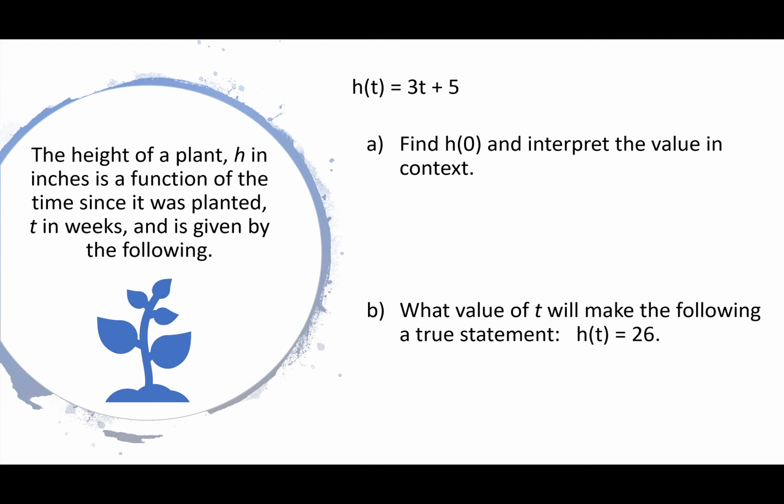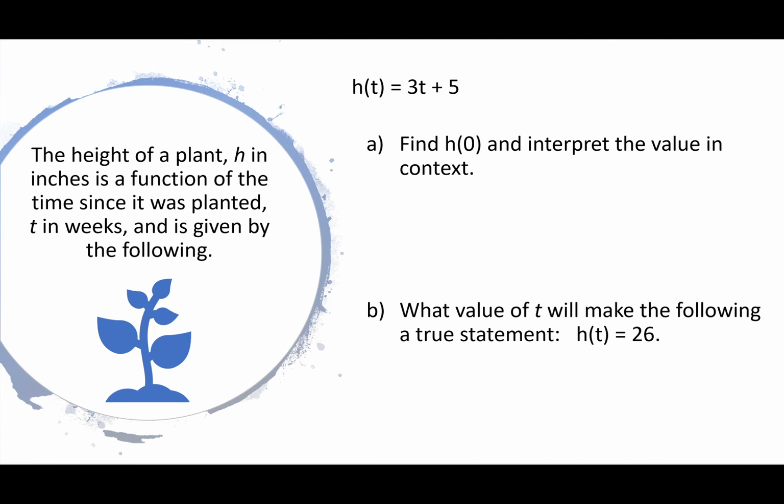For our last example, we're going to take a look at the height of a plant, h in inches, as a function of the time since it was planted, t in weeks, and it's given by the following equation. This one's an algebraic function. H of t equals 3t plus 5. So part A asks us to find h of 0 and interpret the value in context.